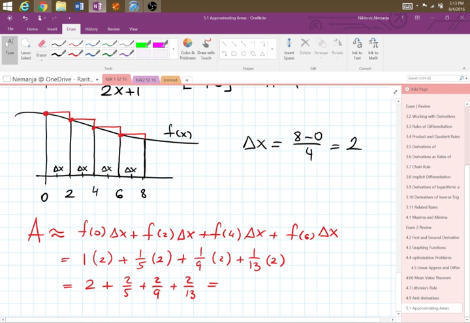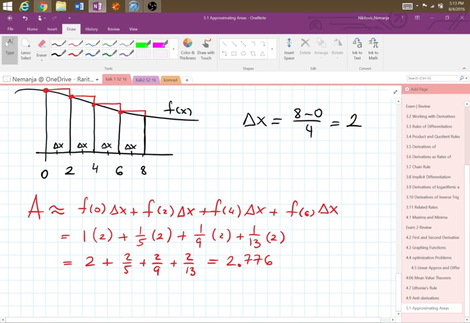So I'm just going to cheat and put all of these in the calculator so we don't have to stay forever. And I get 2.776.